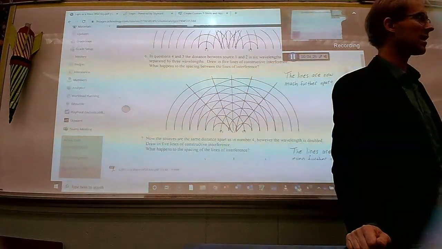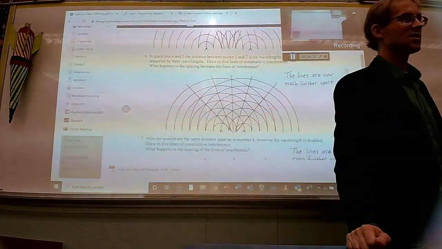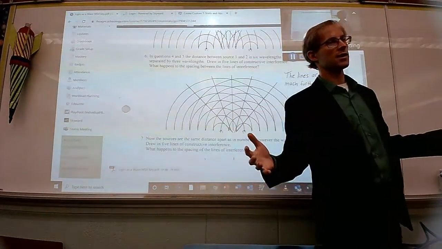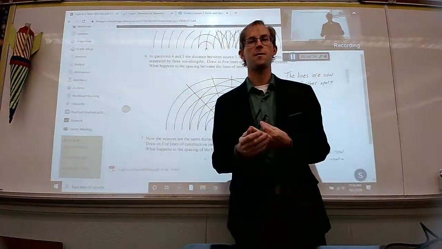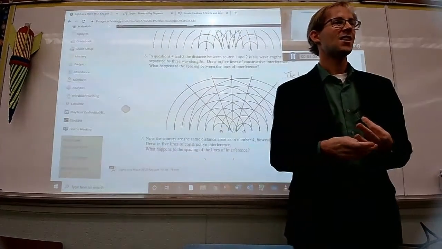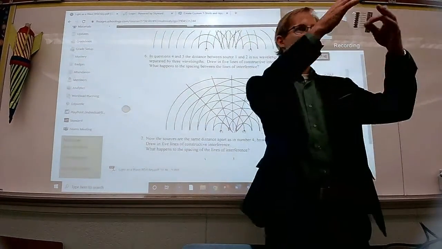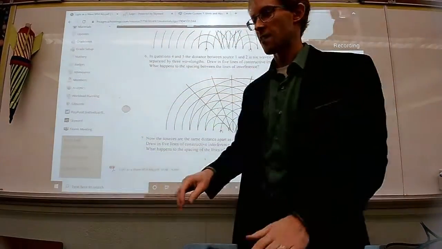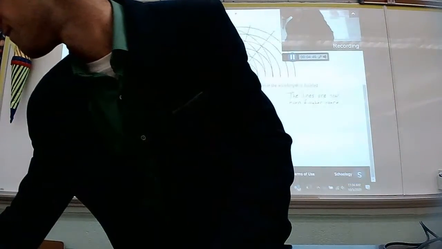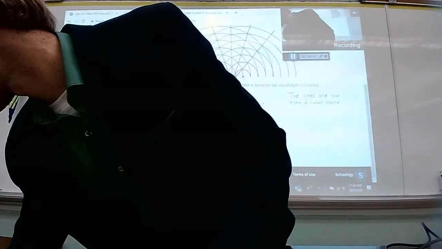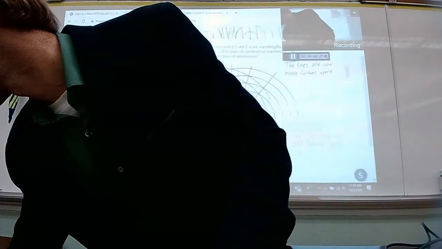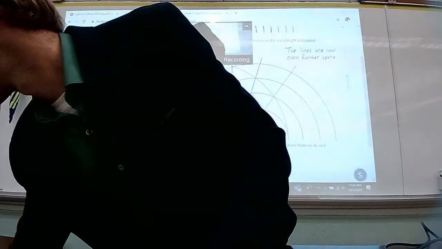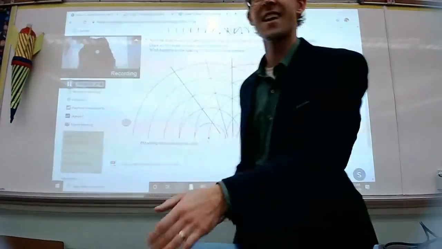Remember with the green laser and the red laser? The red laser was the bigger wavelength. And was that more or less spread out than the green one when you saw it? More. The red one was more spread out. It was further apart, the dots were. So let's take a look at number 7. So that would be compared to the red one.